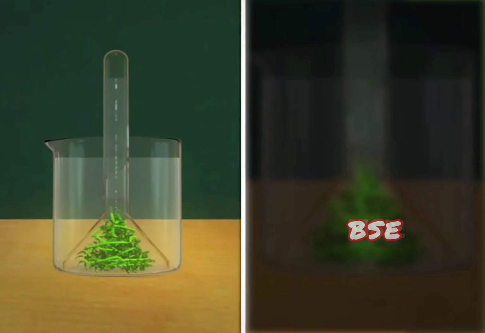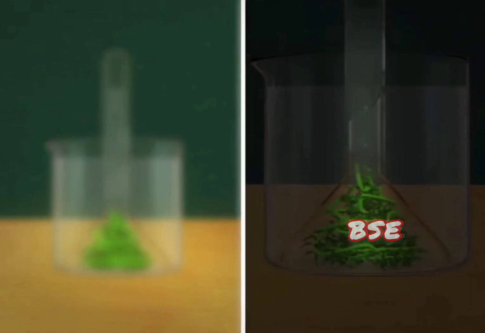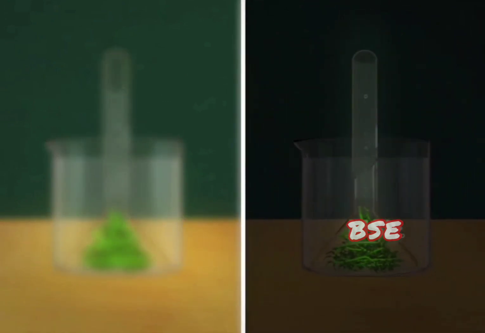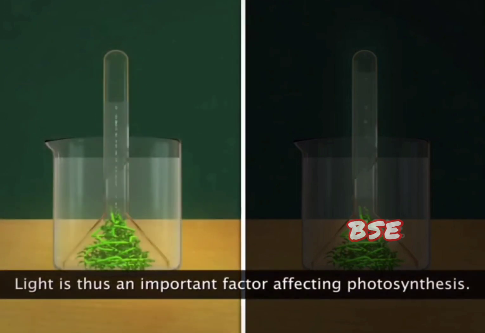Light is important for the light-dependent reaction of photosynthesis, during which oxygen is released. In the absence of light, the hydrilla's rate of photosynthesis was less, and hence there was a decrease in the number of oxygen bubbles. So, from this experiment, we can conclude that light intensity affects photosynthesis.